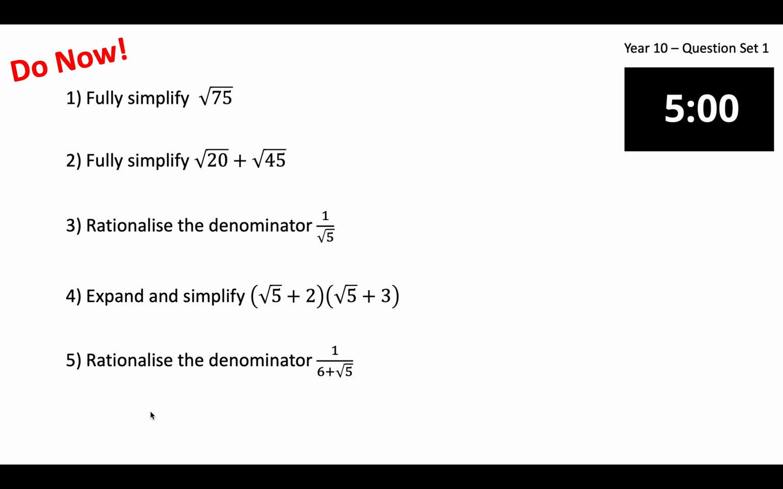Your do now for today then. So a bit of a recap on some surds. Okay, I want you to simplify the first few, then there's a rationalize the denominator there, and then expand and simplify. You know what you're doing. Okay, you got 5 minutes.